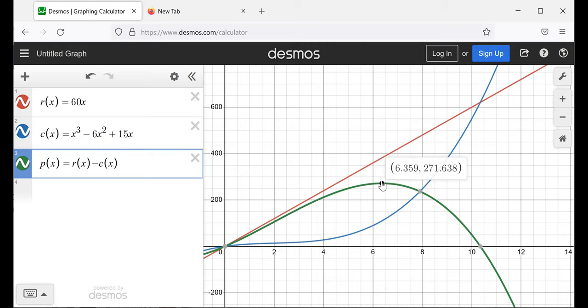And this is obviously we're just doing it on the computer right now, but finding maximum values, like finding the value where your profit is maximized, is a pretty significant application of calculus. Your Desmos is behind the scenes running a calculus algorithm to find this maximum.